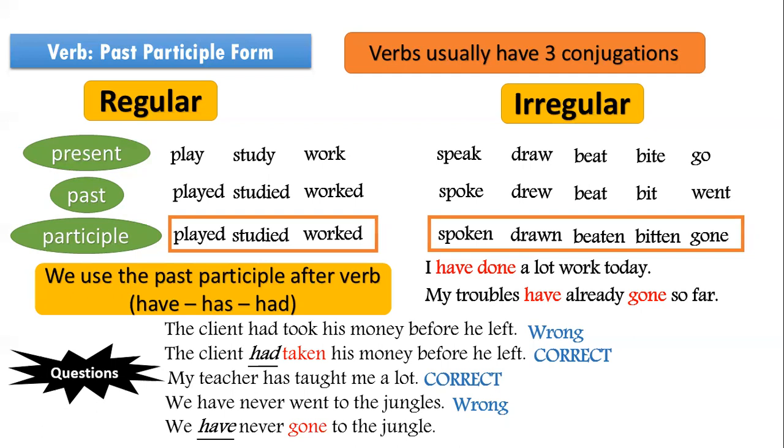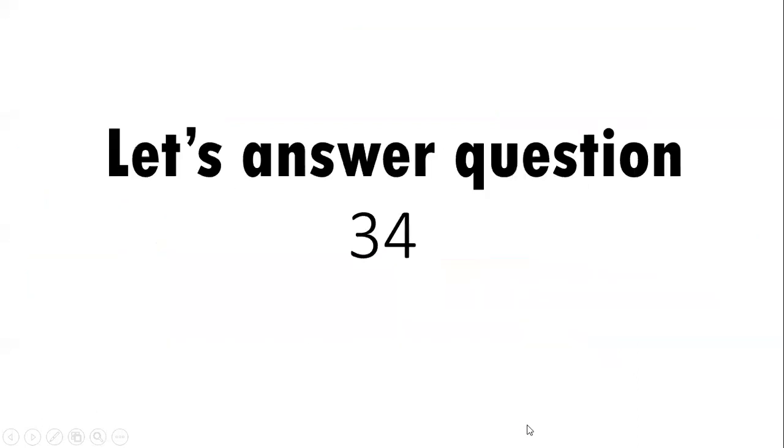Actually, it should be we have never been to the jungle, but anyway, since we have the word have or has or had, it has to be gone, not went. That's as simple as this. So please answer question 34.